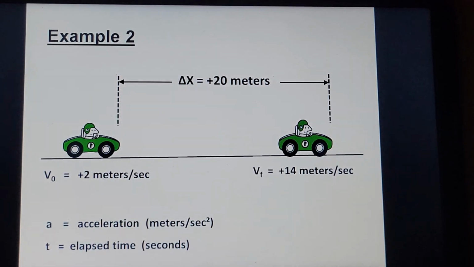Again, let's draw a picture. You have your little guy in the race car going 2 meters per second. 20 meters down the road, he's going 14 meters per second. So that's your positive velocities and positive displacement, which is what you define. You define that particular direction as being positive.